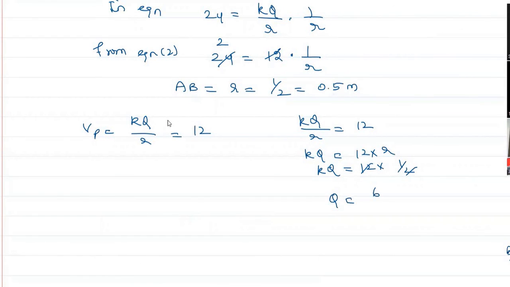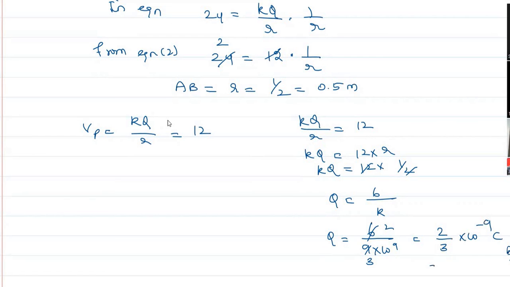So Q will be equal to 6 by K. What is the value of K? It is 9 into 10 to the power 9. So on substituting, it will be 2 by 3 into 10 to the power minus 9 Coulomb. That is nothing but 0.667 into 10 to the power minus 9 Coulomb, or simply you can write 0.67 nano Coulomb. Good.